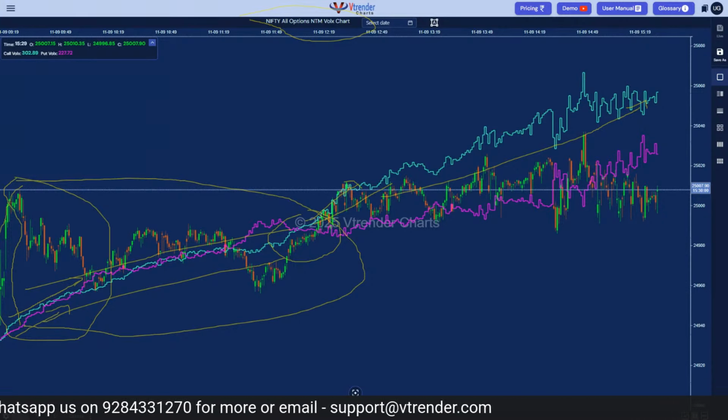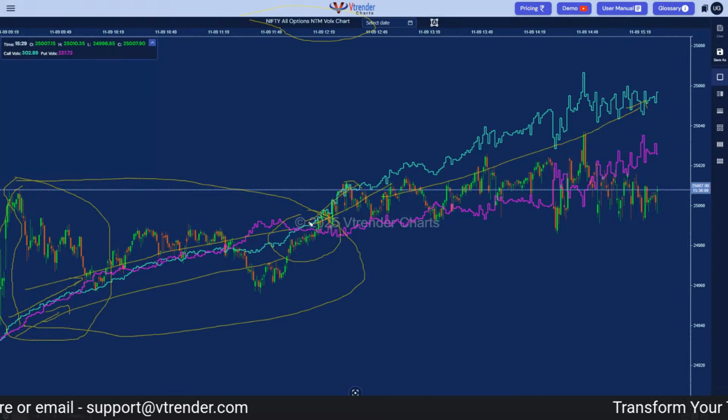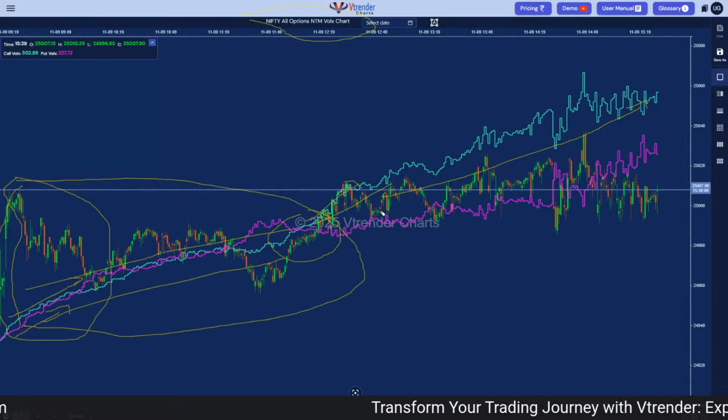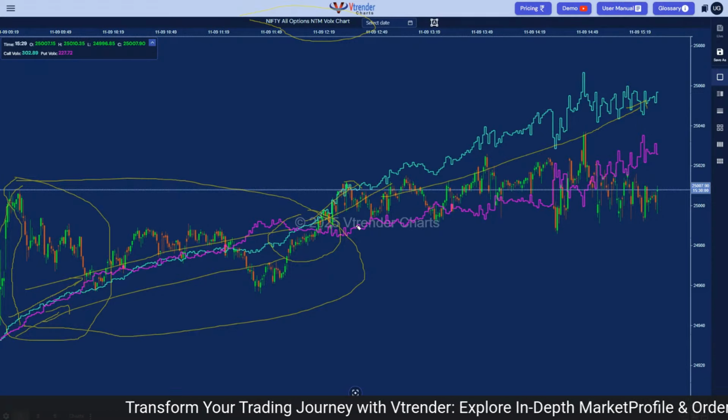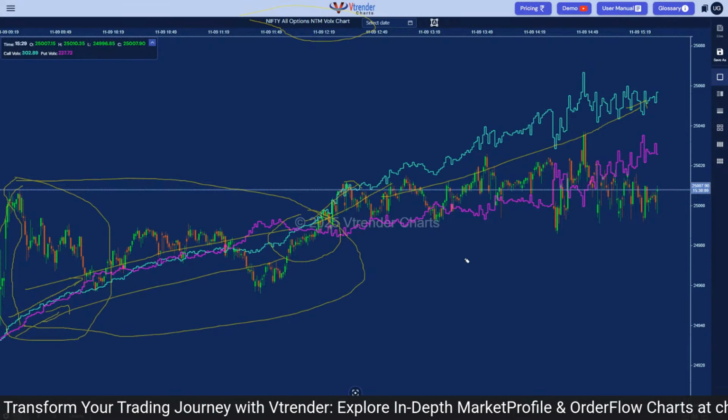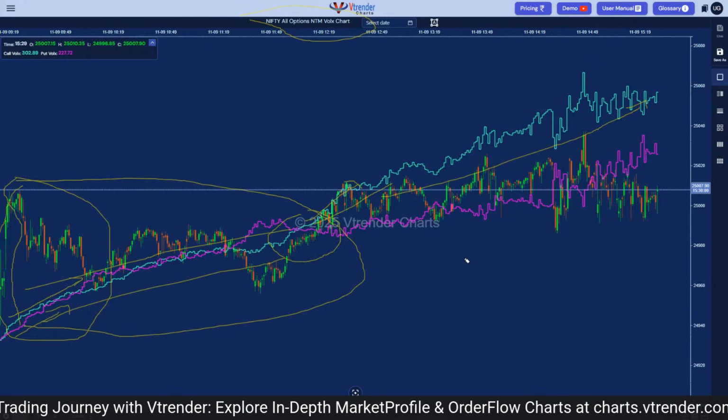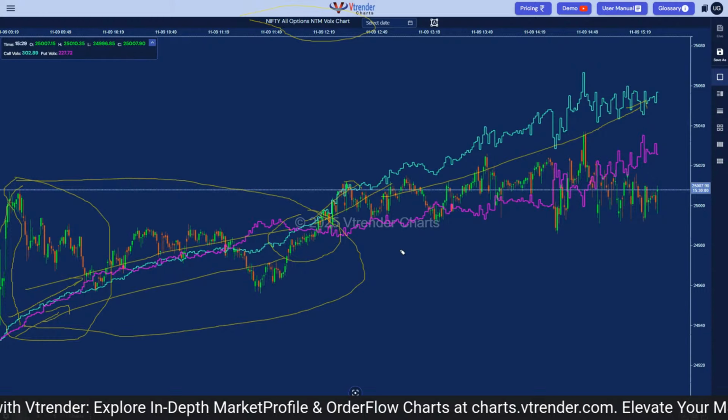So what this is telling us is clearly where the demand is more and where you can expect more upside, and where the supply is dominating and where you can expect downside in the instrument. Today we did not have much of a range, hence there was not much of distance between these.